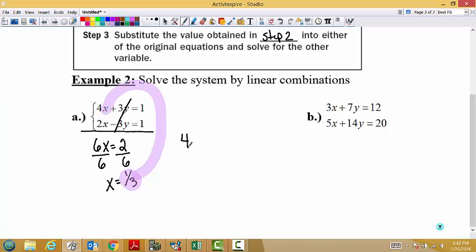So I'm going to write down 4x plus 3y equals 1. Come on, pen. And I'm going to plug in the 1/3 where the x is.